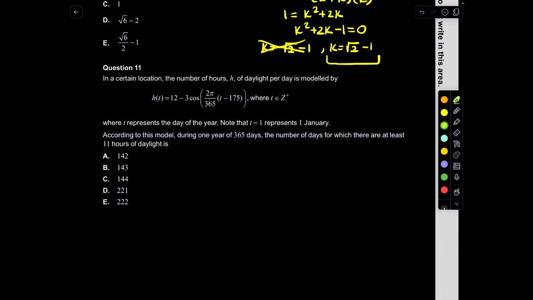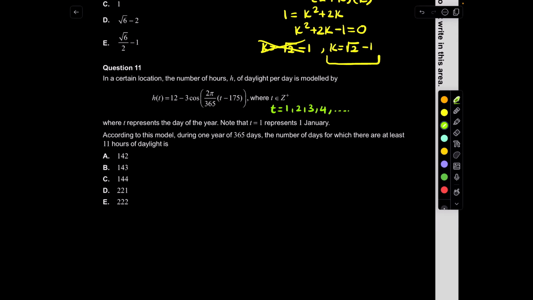In a certain location, the number of hours of daylight per day is modeled by this. So h of t is this, where t is an element of the positive integers. Be careful. What that means is t equals 0 is not included. It's saying it's plus. So it could be t equals 1, 2, these are your values, not like 1.1. It's always whole numbers, integers. 1, 2, 3, 4, and going on forever, basically.